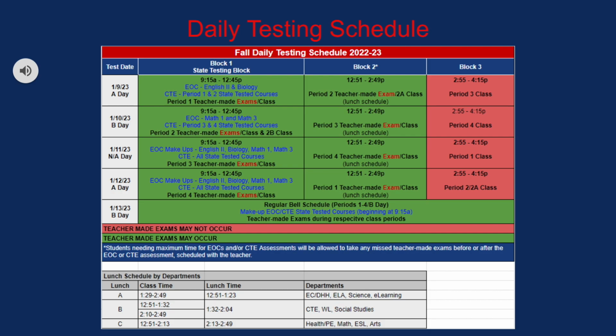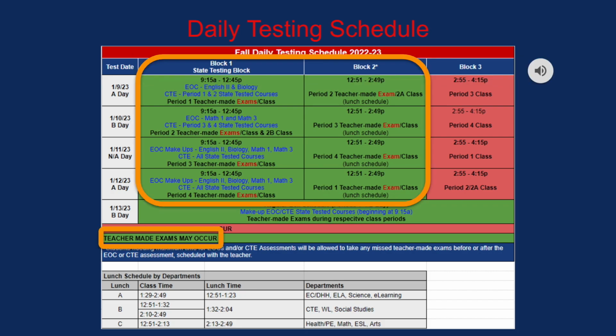Now, let's take a look at the daily testing schedule. Monday through Thursday, January 9th through 12th, is divided into 3 blocks. Block 1 is the state testing block and teacher-made exams or classes for the designated period. Block 2 and Block 3 are teacher-made exams or classes for the designated periods.